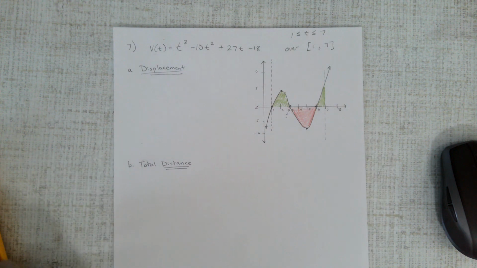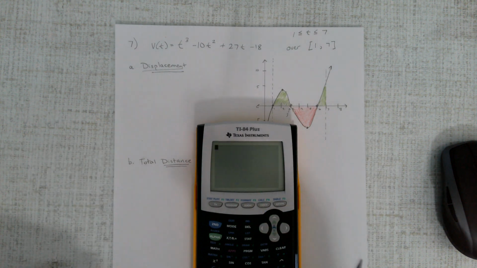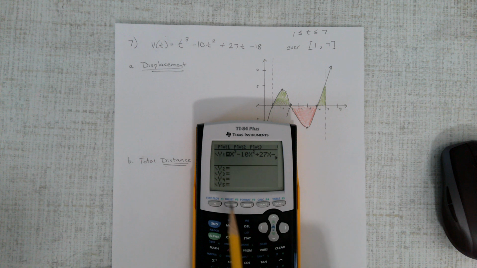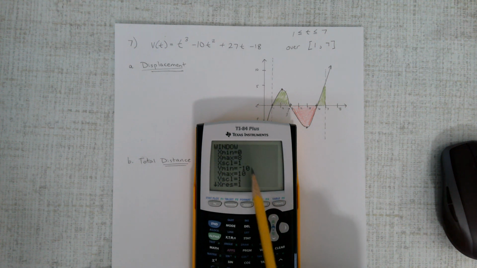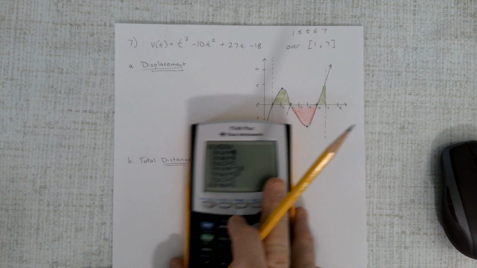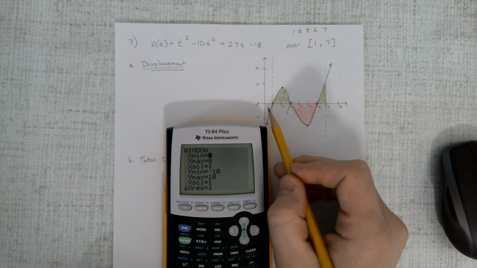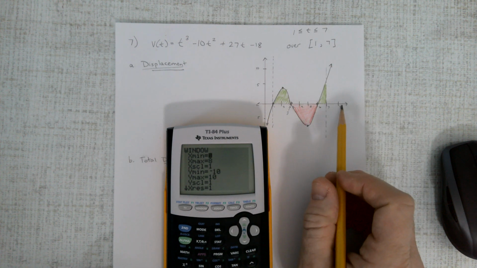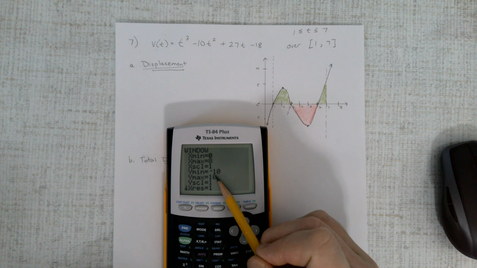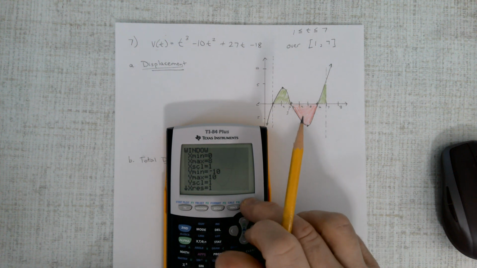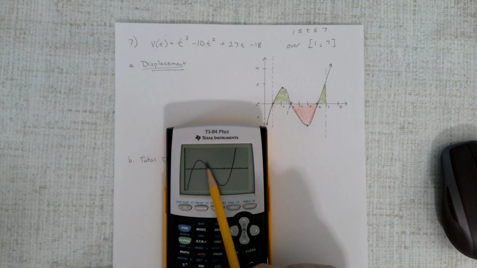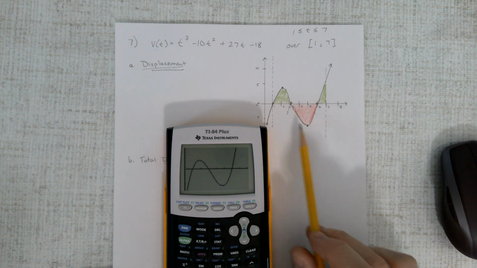Well, the first thing to do is get a good view of the graph. So if you go to your calculator and you hit y equals, enter this function in here as the first equation. Good window is from 0 to 8 because we're talking about the interval from 1 to 7. So if we go from 0 to 8, we'll get a good picture of it. And I just went from negative 10 to 10 to start off with. And if you graph it, there's a good view of it right here.